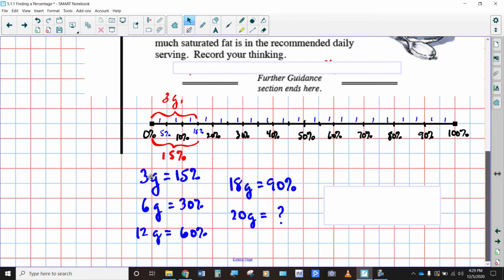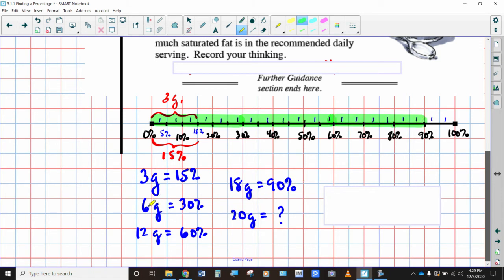I'm looking at this, and I'm going to use some proportional reasoning here. If 3 grams is 15%, doesn't that mean that 6 grams would have to be 30%? Right? 1, 2, 3, 4, 5, 6 grams would be 30%. And 12 grams, when you double that, would have to be 60%, because 6 plus 6 is 12. And then you do that again, another 1, 2, 3, 4, 5, 6 would represent 90, right?